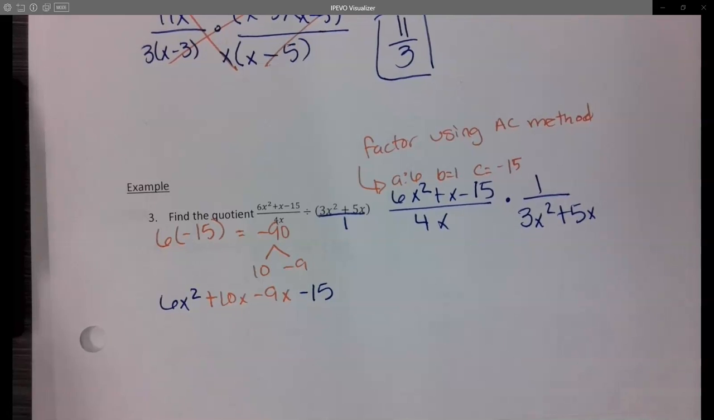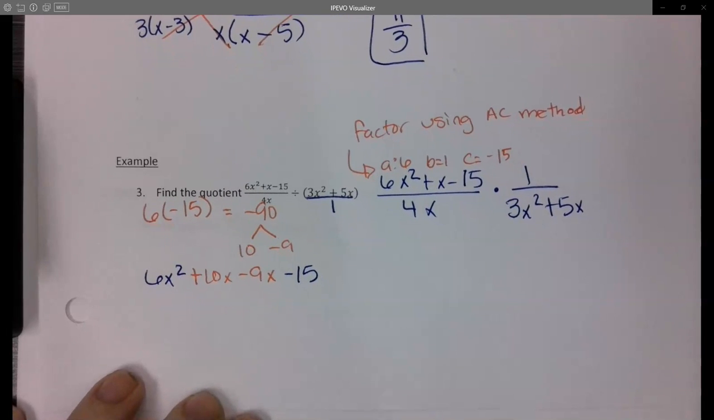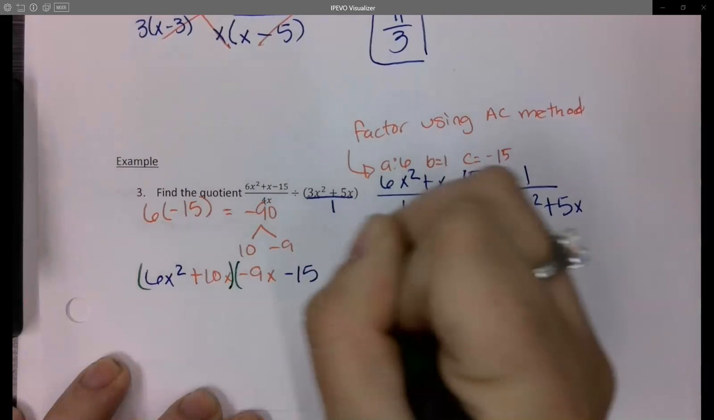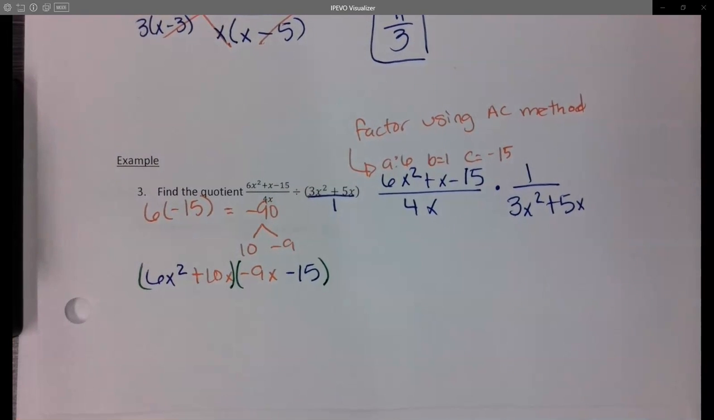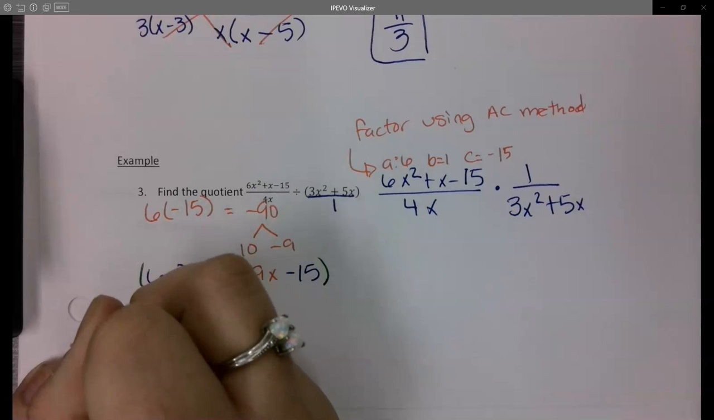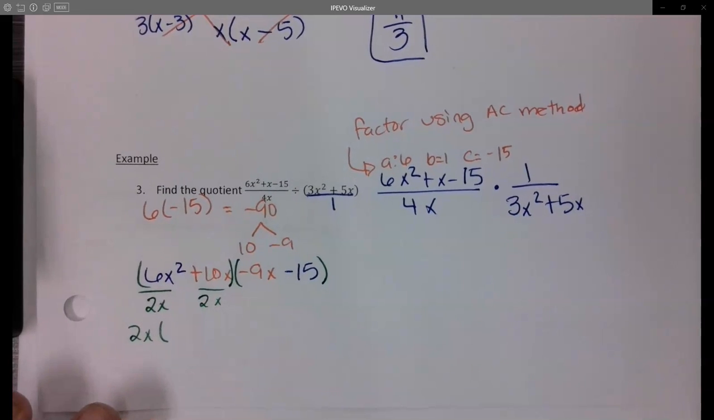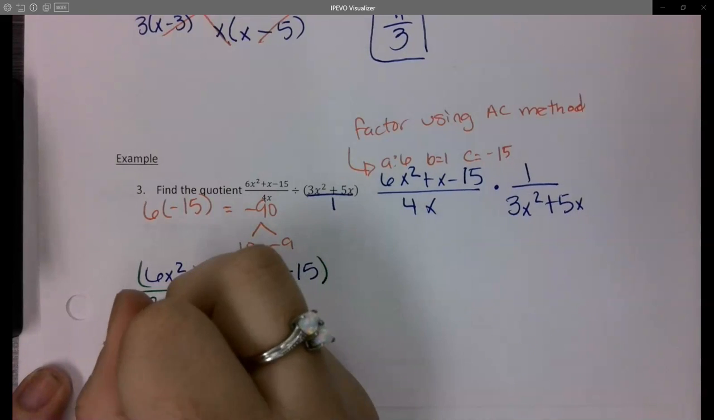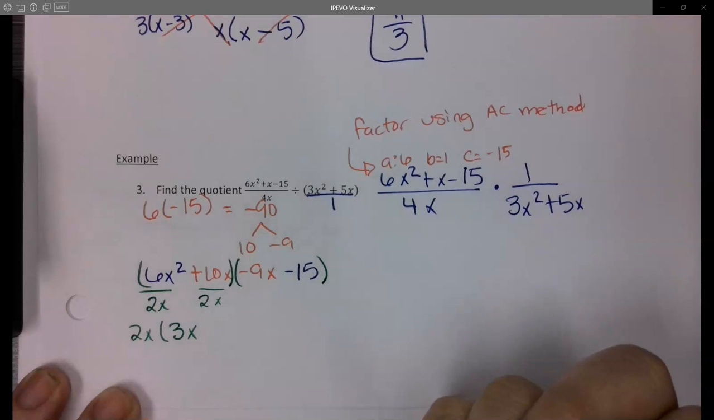Okay. So then what I want to do is group it into two terms. So I have this group and this group. What can I factor out of my first group? What do they have in common? 2x. Then I write 2x out front. What's 6x squared divided by 2x? 3x. And then 10x divided by 2x?